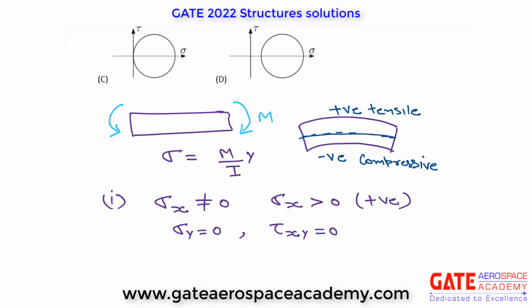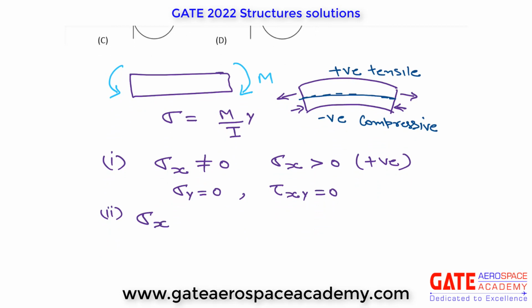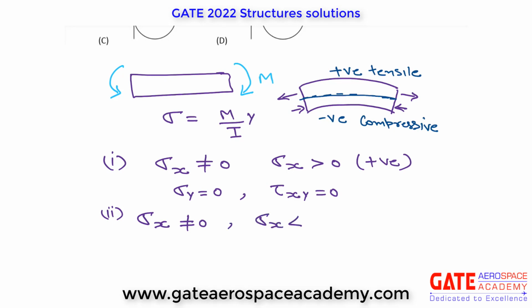Now let's talk about the fibers which are below the neutral axis, for which sigma x will be compressive, right? So this is sigma x, here it will be compressive. So for case 2, sigma x, again it is non-zero, but this time it is negative because it is compressive. Sigma y again 0, again tau xy is 0.